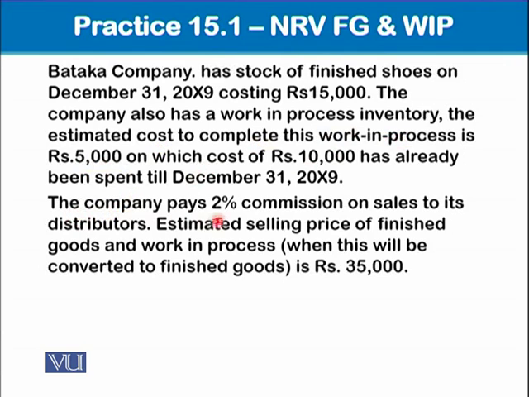The company pays 2% commission on sales to its distributors. This is the cost to make such a sale. The estimated selling price of finished goods and work in process, when this will be converted to finished goods, is 35,000, as we have already discussed. For the complete inventory of finished goods and work in process, it is 35,000.